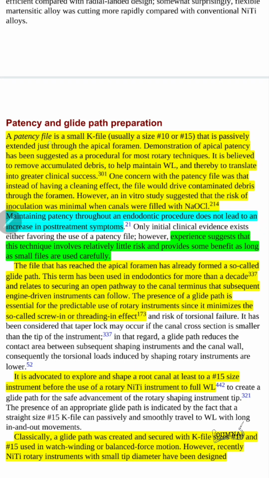What is a patency file? It is a small K file, usually size 10 or 15, that is passively extended just through the apical foramen. It ensures that we maintain the working length throughout the instrumentation process.